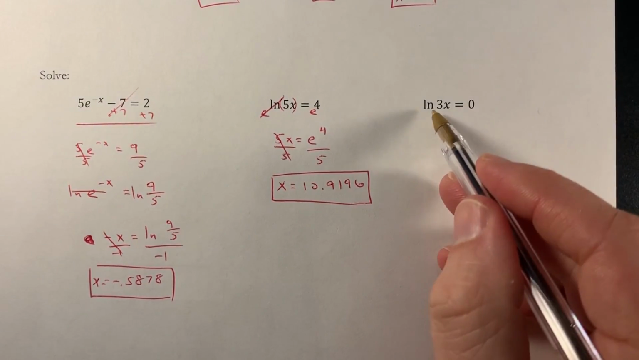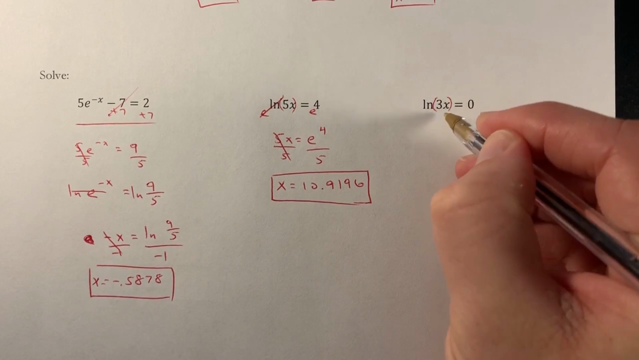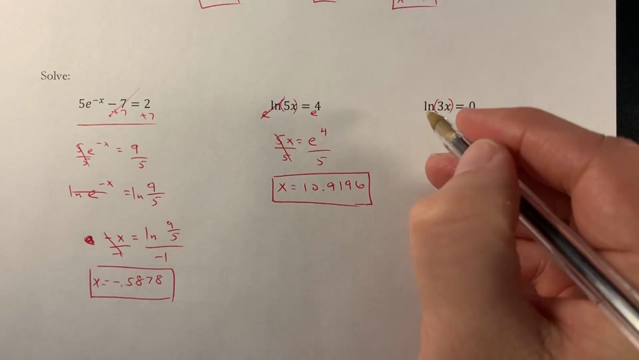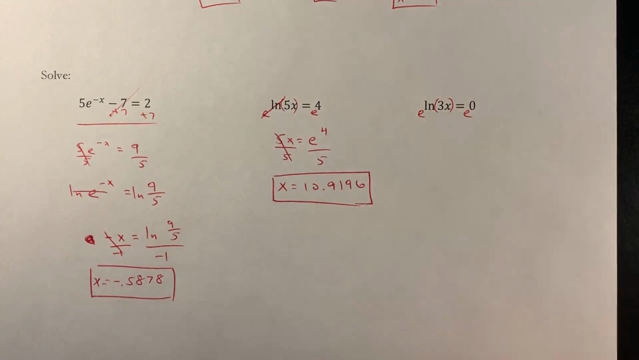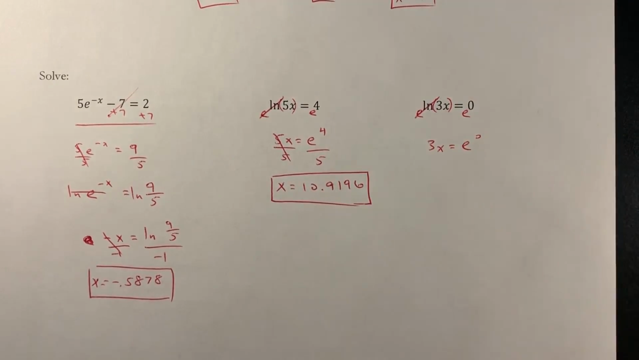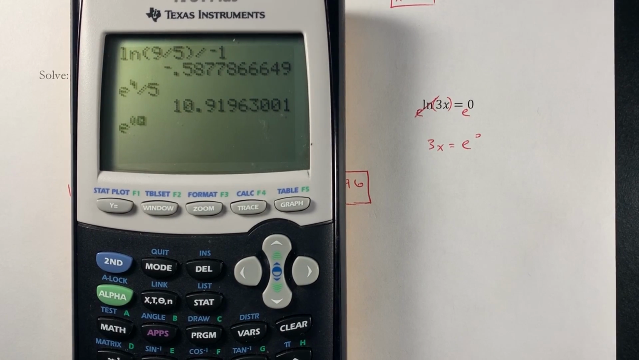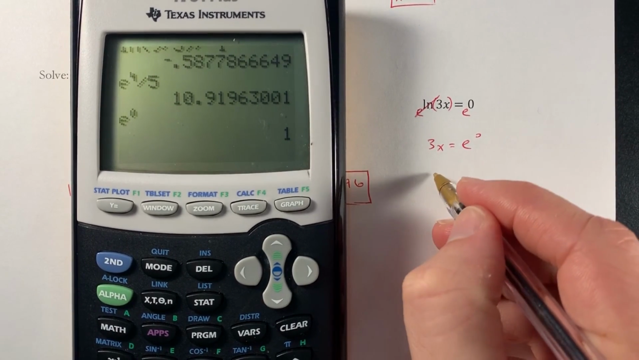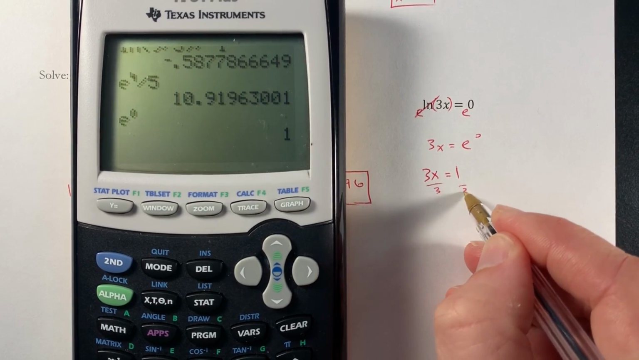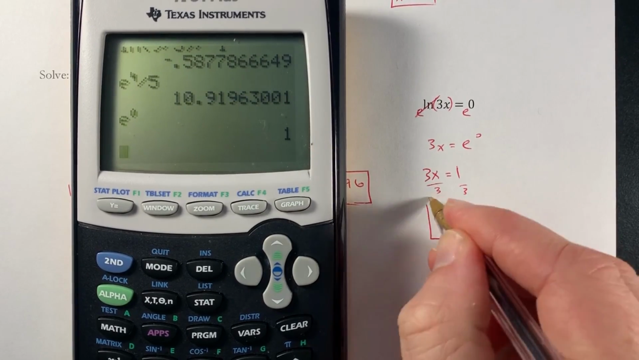And my last one in this row, I've got natural log 3x equals 0. And again, that 3x is the argument, so there's nothing that I need to get rid of other than the natural log. So I'll do base e on both sides. 3x equals e to the 0 power. Now I can type in e to the 0 power, or I can just remember that anything to the 0 power is 1. So 3x equals 1. And divide both sides by 3, x equals 1/3.